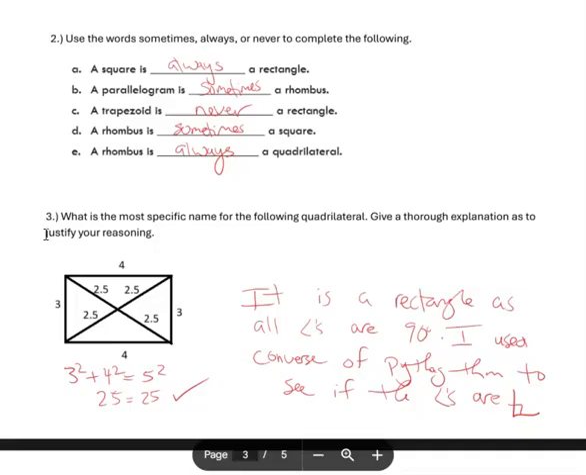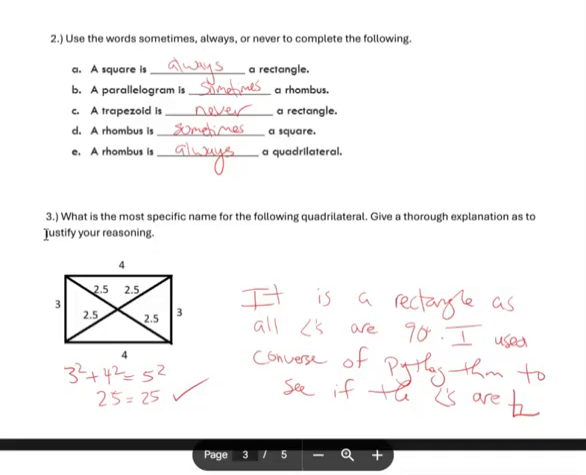A trapezoid is never going to be a rectangle because by definition a trapezoid can only have one pair of opposite parallel sides and a rectangle has to be a parallelogram, so that would be never. A rhombus is going to be a figure with all congruent sides. How often is that going to also have right angles? It's possible, but it's not guaranteed.